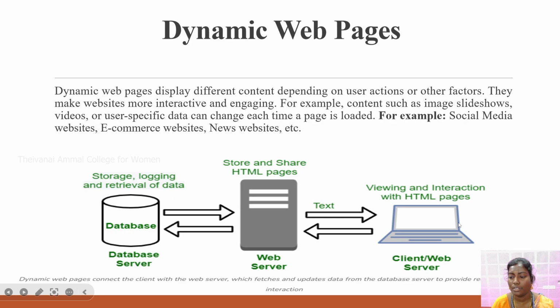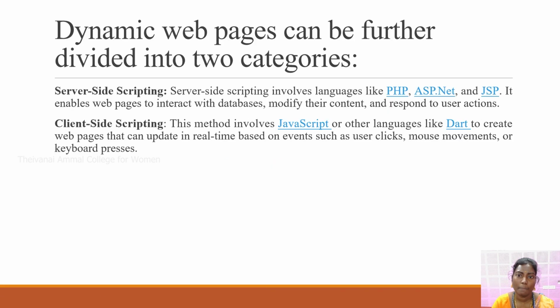Here is how it works. The client views and interacts with the web page, and a request is sent to the web server, which stores and shares the web pages. The request is then sent to the database server, where data is stored, logged, and retrieved, and it is sent back to the web server, and the web server returns it to the client. This is how dynamic web pages work.